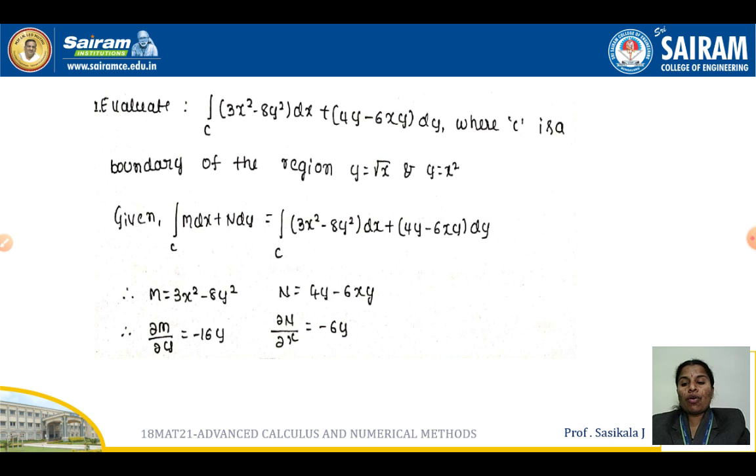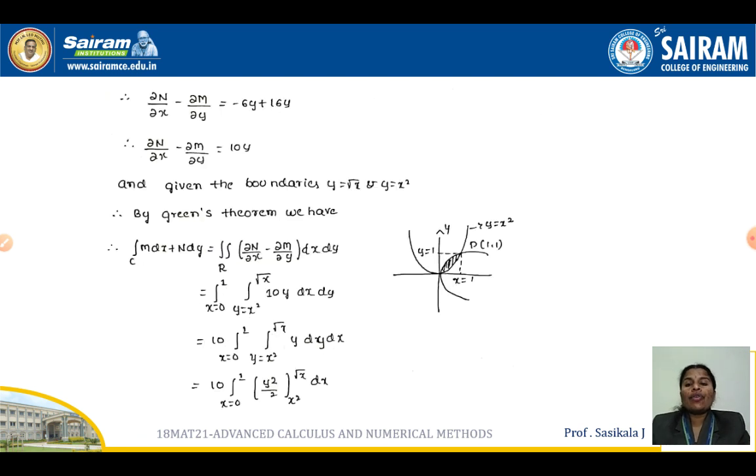Now write your M and N. Using M and N, you can find ∂M/∂y, which is minus 16y, isn't it? What is ∂N/∂x? It is minus 6y. With respect to y I get 16, and with respect to x I get 6. Now find the difference, ∂N/∂x minus ∂M/∂y. What is that? Minus 6 plus 16 gives 10y. And you can go with the boundaries.